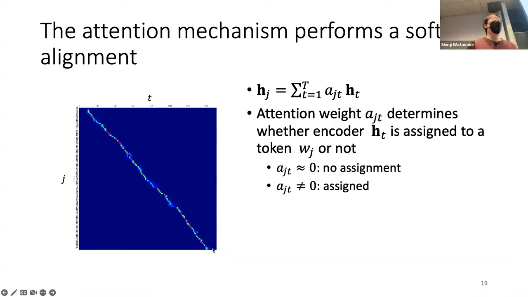And this alignment property is quite reasonable for speech recognition, because the first segment of the speech input should correspond to the first part of the token. And the second chunk of the speech should correspond to the second token, and so on. We don't have the opposite order, and so on, as long as we solve the pure speech recognition problem.